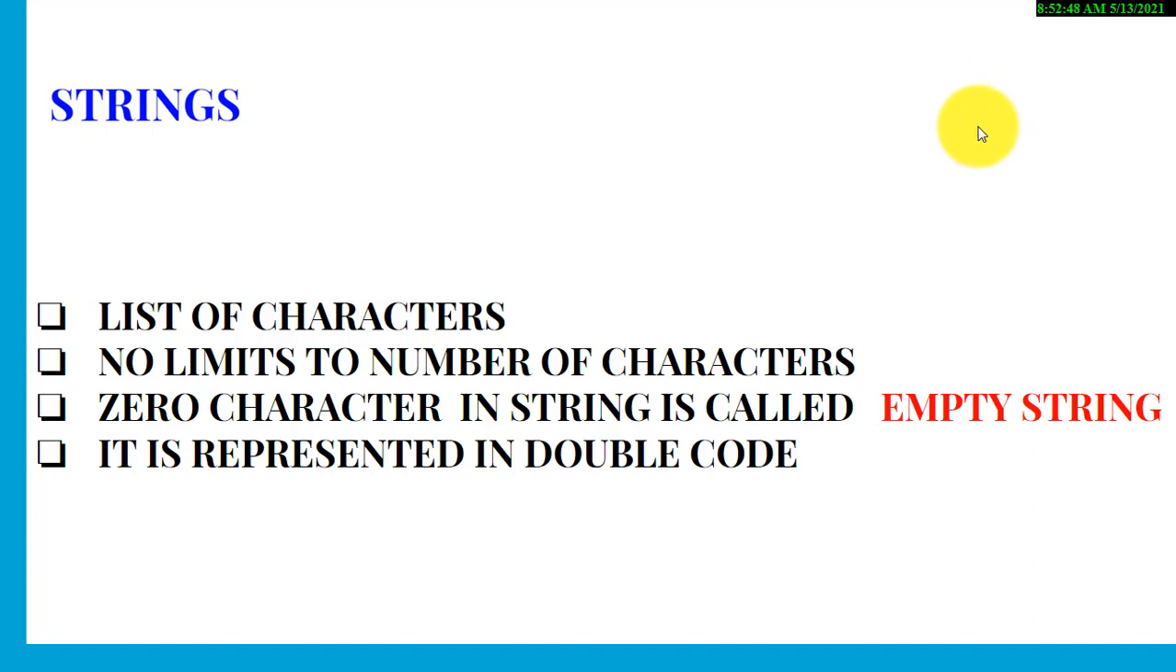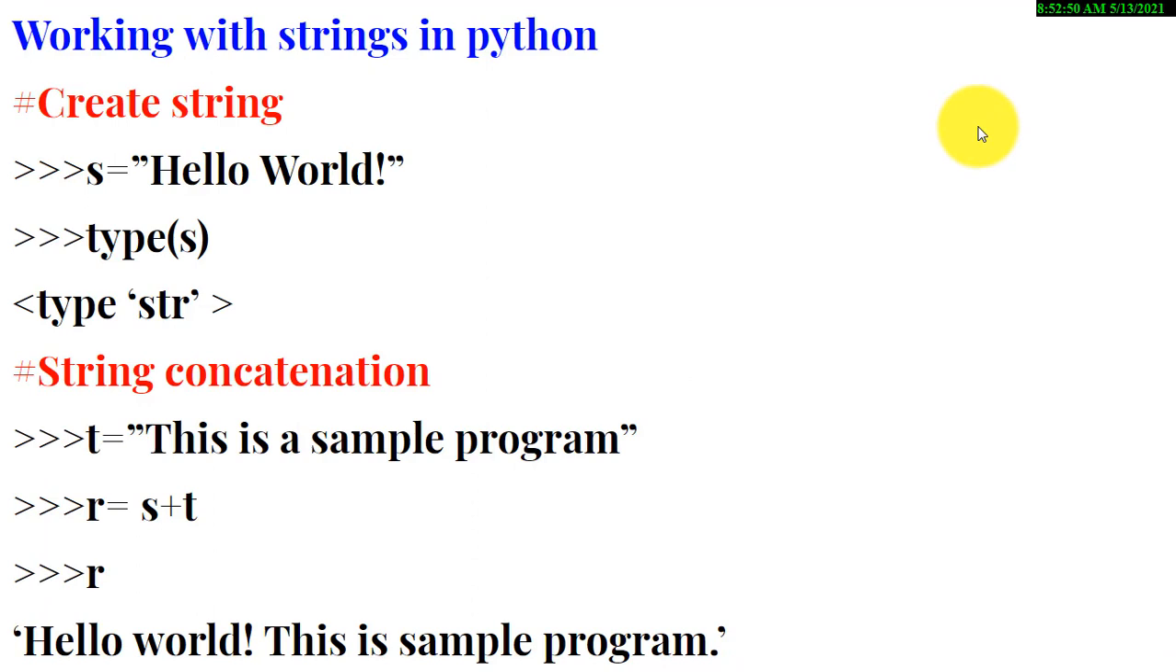Okay, now we shall be seeing what are the different workings of the string in Python. The first one is creating a string. Next is string concatenation. Okay, now I'll just open the program. I'll open Python and then execute this and run and show.